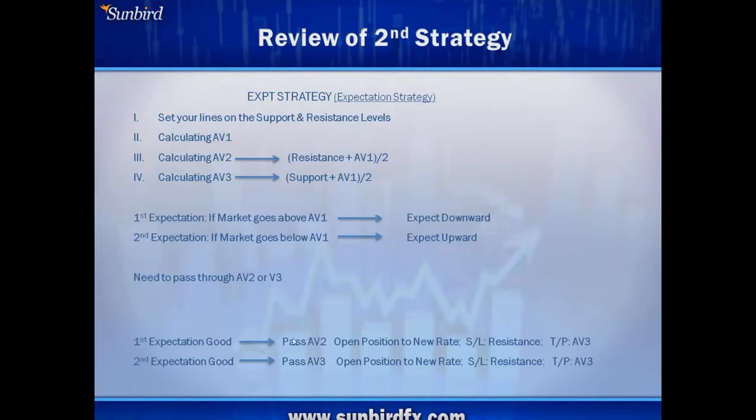Now, second expectation, sorry, I forgot to change it. This is not exactly it. Second expectation is if it passes through average 3, meaning it goes below average 1, expect it to go back up. It needs to pass through average 3. Pass through average 3, get ready to open a position. Open a position at a new rate. Your stop loss is not your resistance. Your stop loss is your support, and your take profit is average 2.